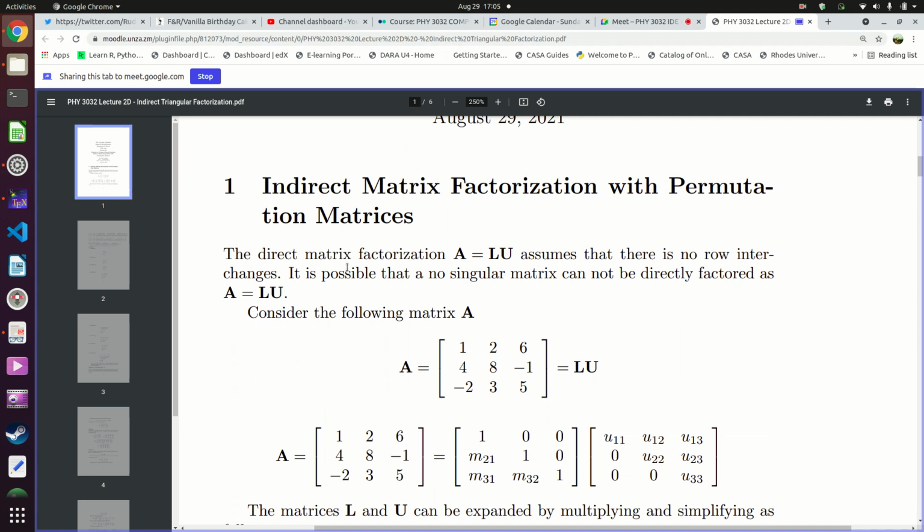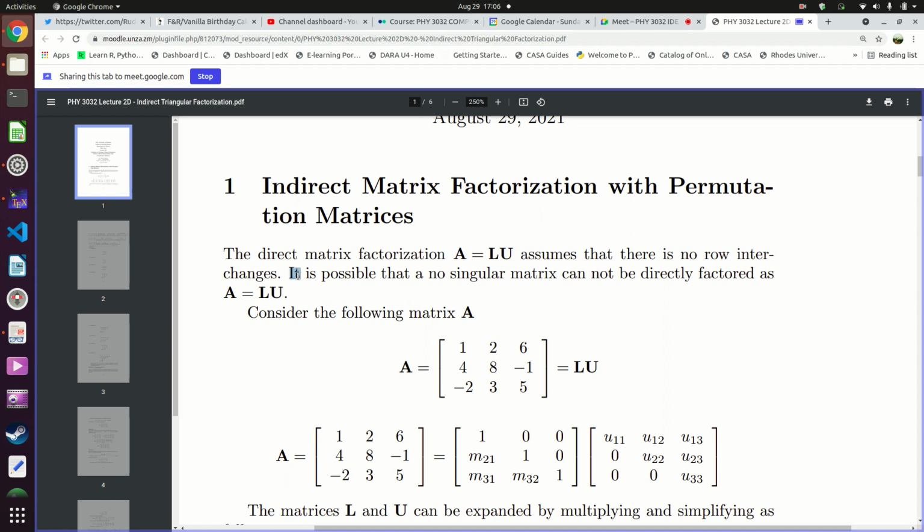So when you have to use a permutation matrix so that it becomes possible for you to split a matrix A, this is what is referred to as indirect matrix factorization. So far, our assumption has been that it's possible for you to split your matrix A into L and U. And if you can do that without any row interchange, that is what we have called a direct matrix factorization.